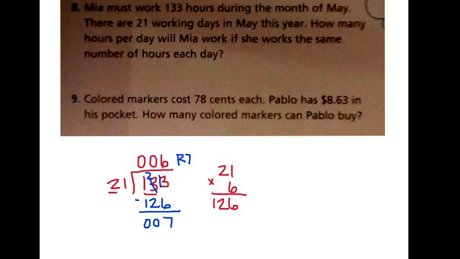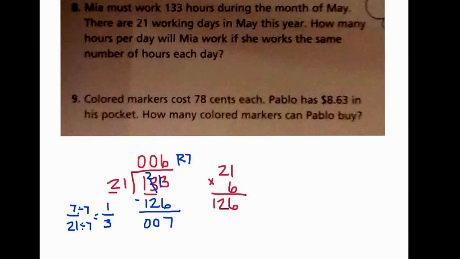So what if I put it in a fraction? What that means is I'm going to have to take that remainder, 7, and put it over our divisor, 21. So 7 over 21. Now I have to think, okay, can I simplify this? And yes, I can divide both by 7. When I do that, 7 divided by 7 gives me 1, and 21 divided by 7 gives me 3. So this would be a much easier number.